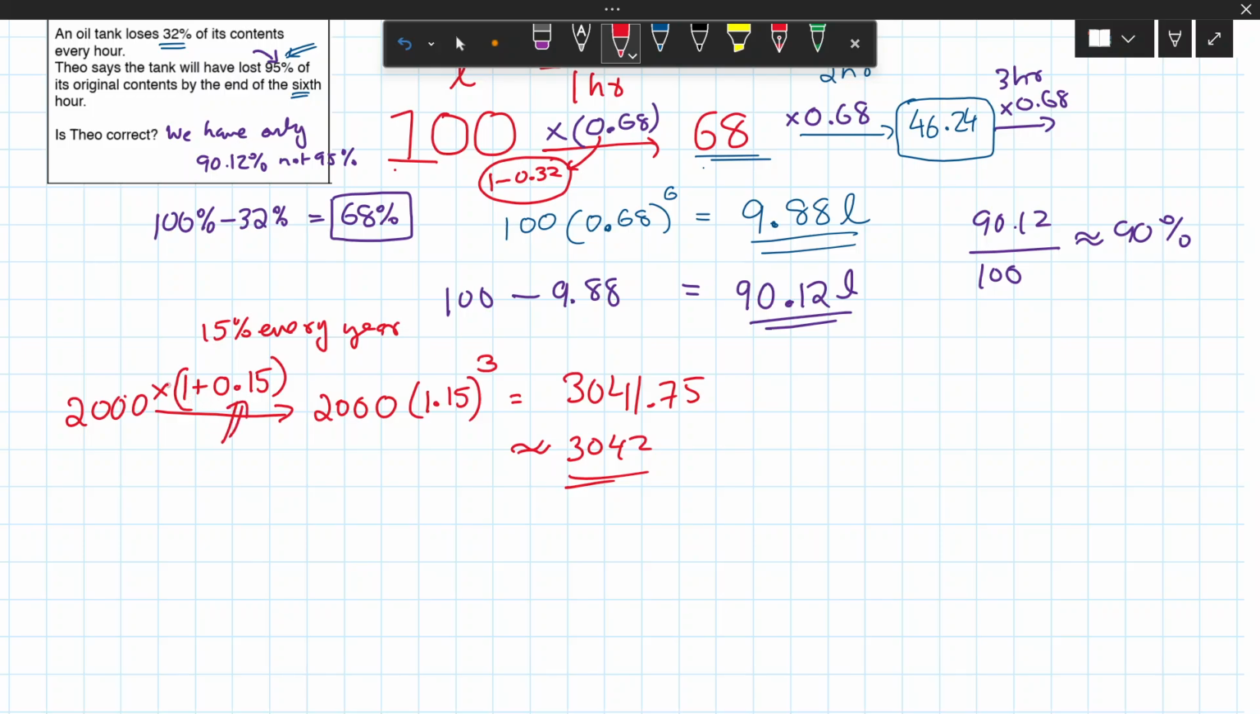Okay, so if something is increasing by a percentage, you would do 1 plus that percentage. Remember, it's always multiplication to increase something by a percentage. And if you're losing, then that will be 1 minus that 32%, and then you're doing repeated multiplication.